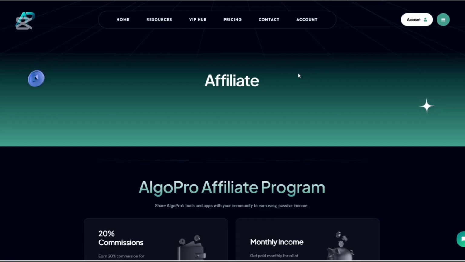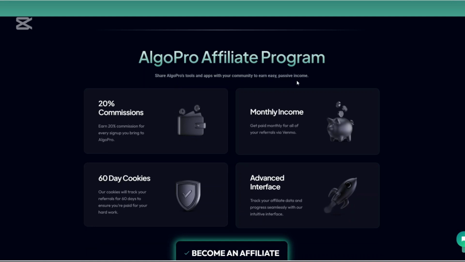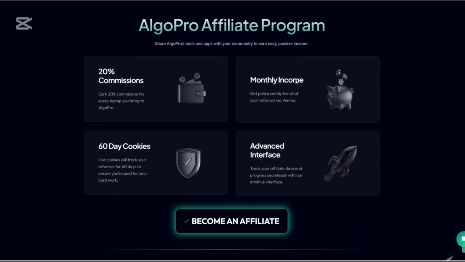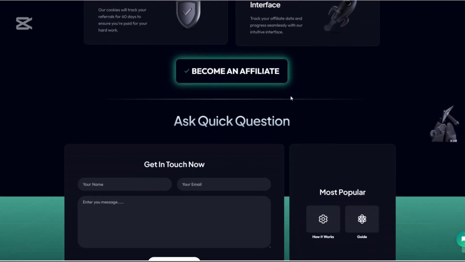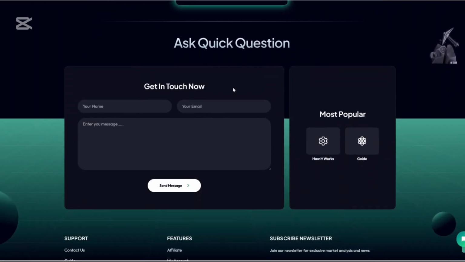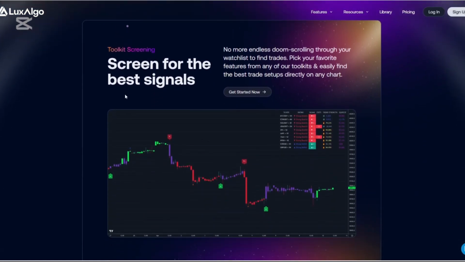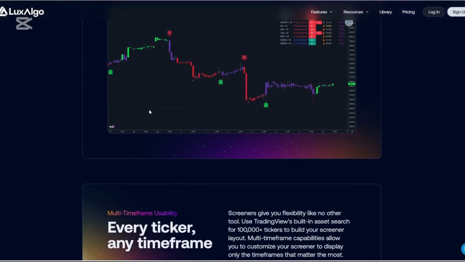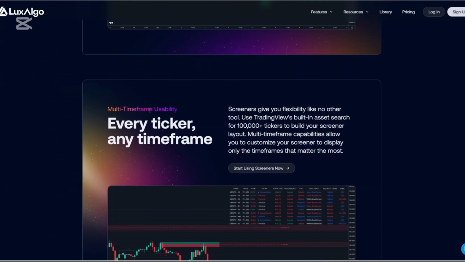So which platform takes the crown in 2025? Well, the answer depends on who you are as a trader. If you're someone who wants the most complete AI-enhanced experience with endless tools to test and refine, LuxAlgo is hands down the winner. It's ideal for intermediate to advanced traders who want depth, flexibility, and innovation. It's also more affordable if you're going with the base plan.